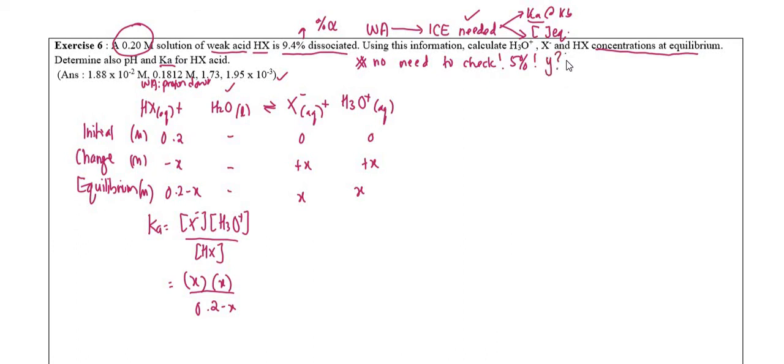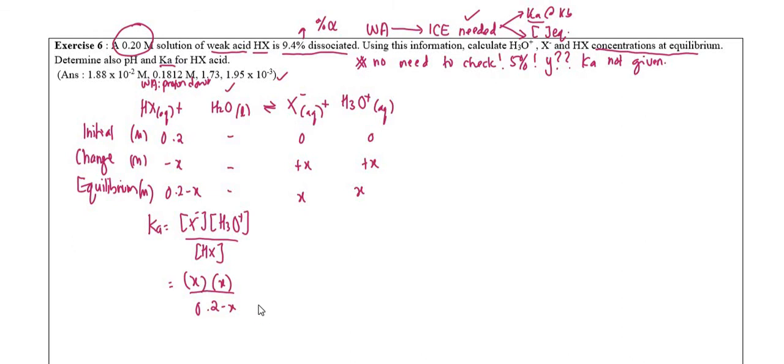Because Ka is not given. So if you want to check 5%, if Ka or Kb is given, yes, you can check. If neither Ka nor Kb is given, that means no need to check. Alright? So for this case, you cannot settle this value of Ka because you don't know what the value for X is. So what should I do? Refer to the next data, which I already highlighted here, which is the percentage dissociation.